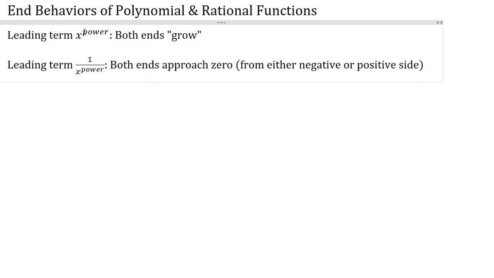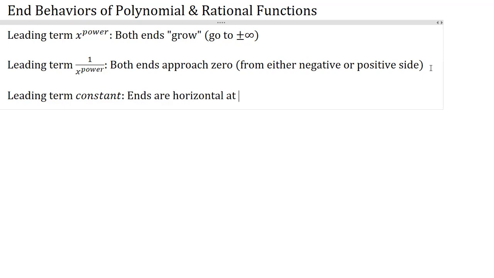All right, so if you're left with x to a power, both ends grow. That means go to plus or minus infinity. Just to be clear, it can go to positive or negative infinity. That's what we'll call growing. And if you're dividing by x to a power, both ends approach 0. All right, there's one other case. If the leading term is a constant, then the ends are horizontal at that constant. So if it's 5, you've got a horizontal line at 5 on both ends, etc. The way that happens is when you simplify your leading term, all of the x's cancel. So if you've got x's left, you either have x to a power or you're dividing by x to a power. If there are no x's left, you have a constant.